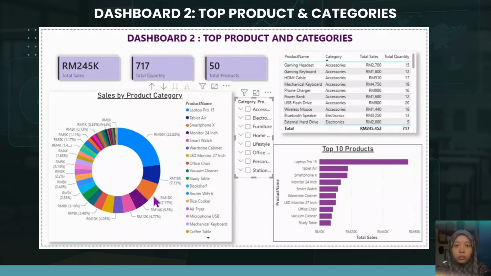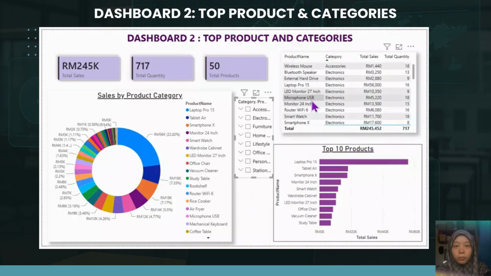The dashboard also show that while some categories may have a high number of transactions, high-value electronic product contributes to overall revenue. This insight help management identify products and make better decisions regarding inventory planning and marketing strategy.